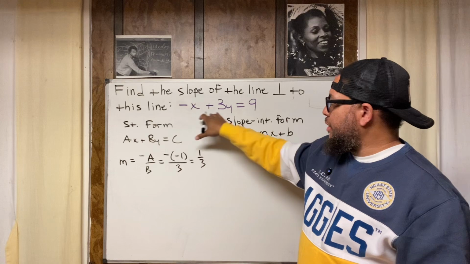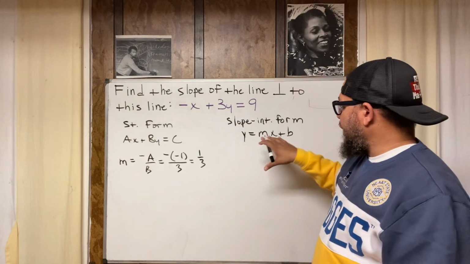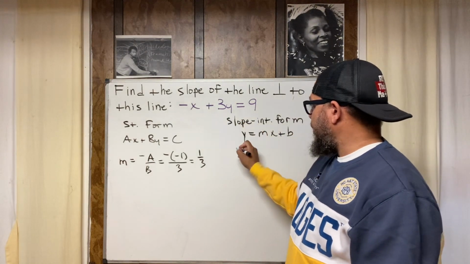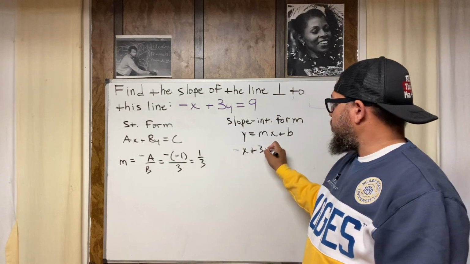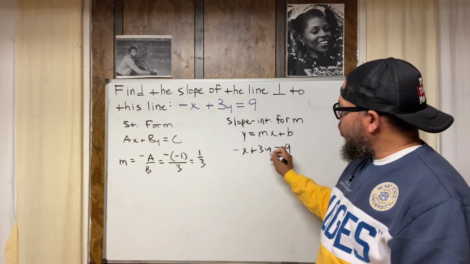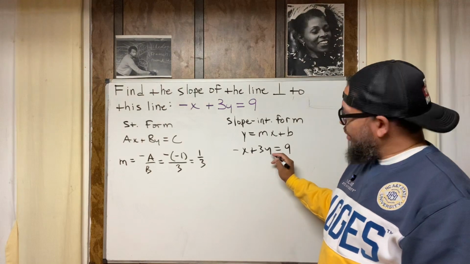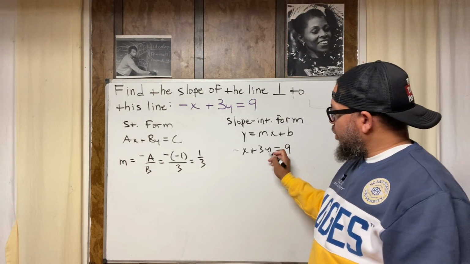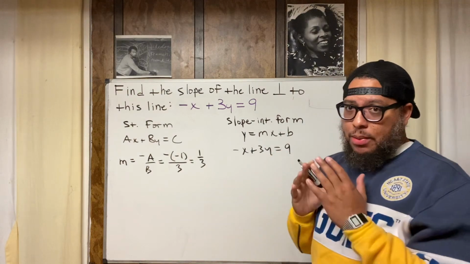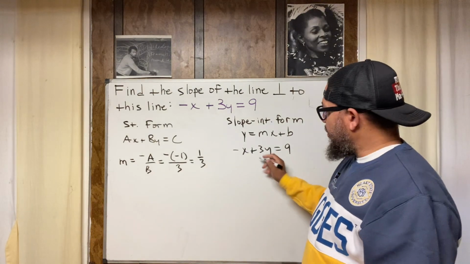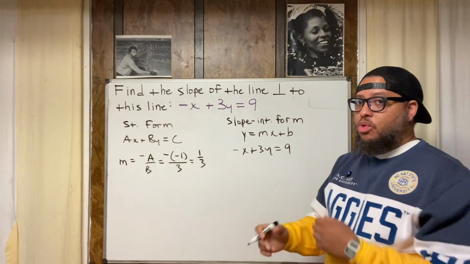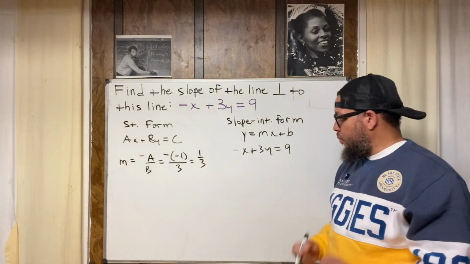Now, how do I change this to get it to look like this? I solve for y. So let's copy this equation down. Let's write -x plus 3y equals 9. Now I want to solve for y. This y right here, that means I want to get this y all by itself on the left side of the equation. I need the y all alone. That's how I solve an equation for y. That means I got to get rid of the negative x and get rid of the 3, and then the y will be by itself. But there's a specific way to do that.